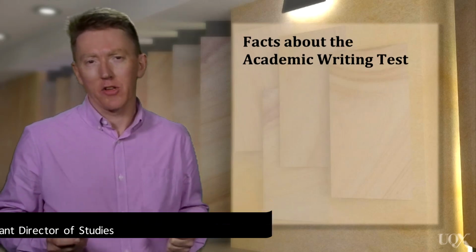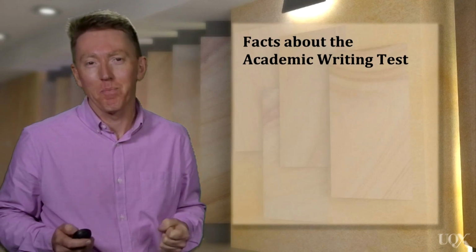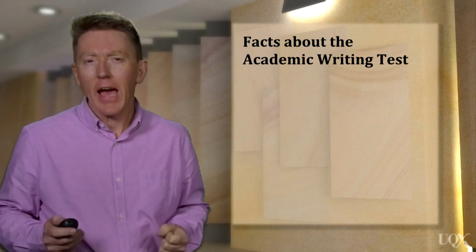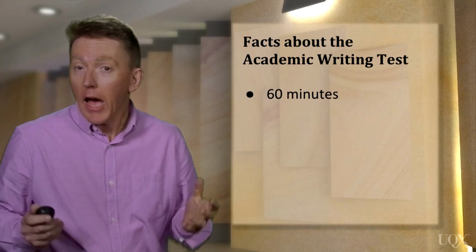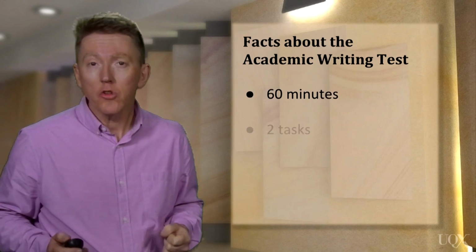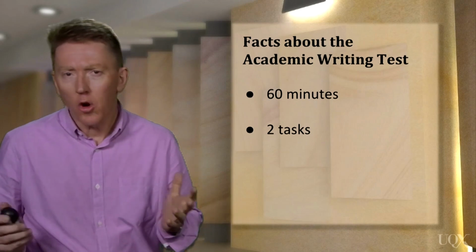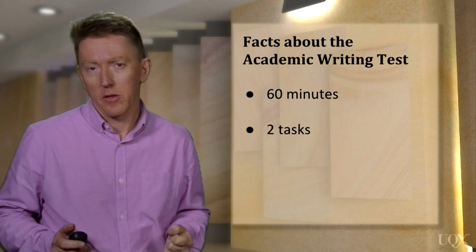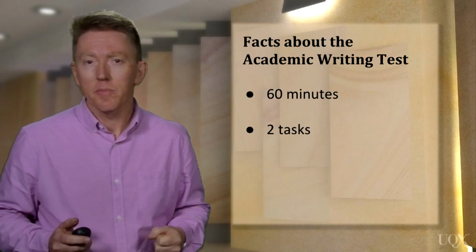I'm sure you're keen to learn as much as you can about the IELTS academic writing test. So, I'll now go through some important facts about the exam. The IELTS academic writing test takes 60 minutes, and you need to complete 2 tasks in this time. The 2 tasks are not linked in terms of topic. In other words, they will be about different things.